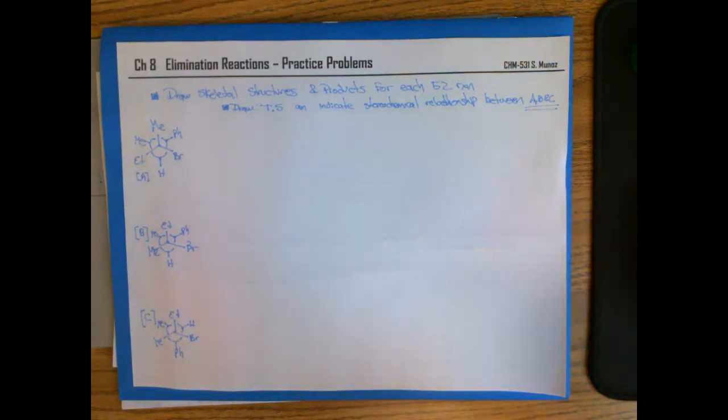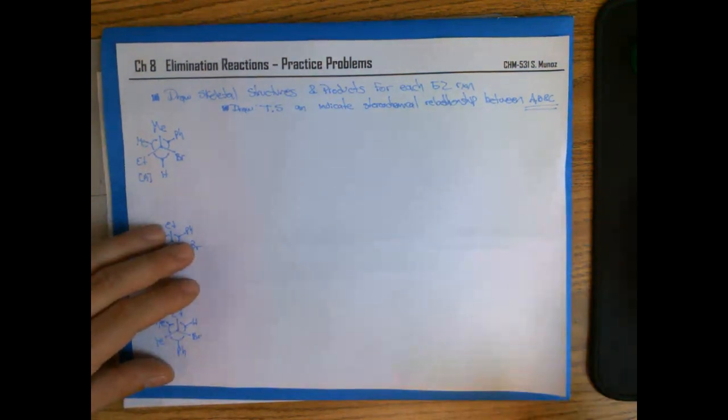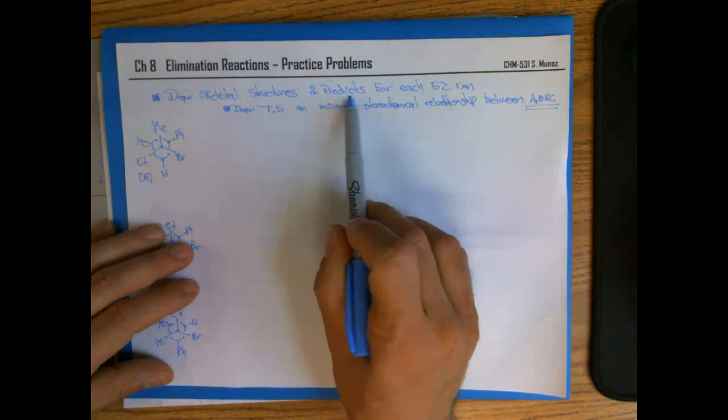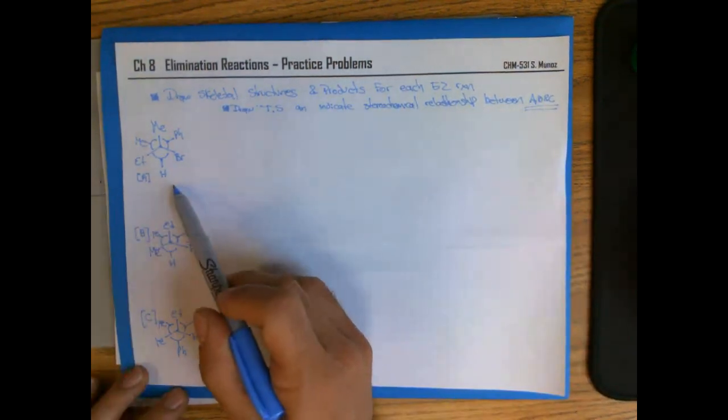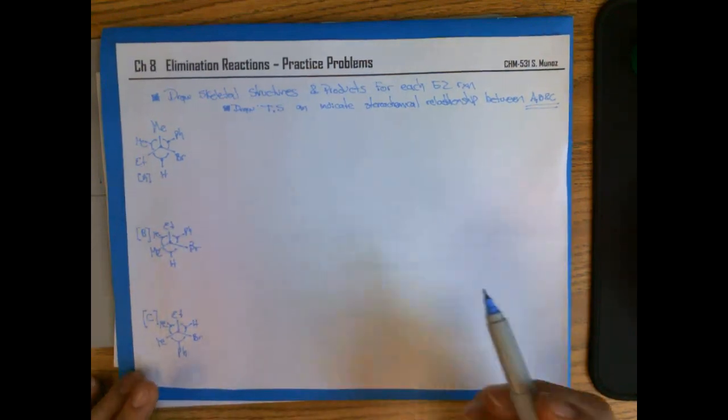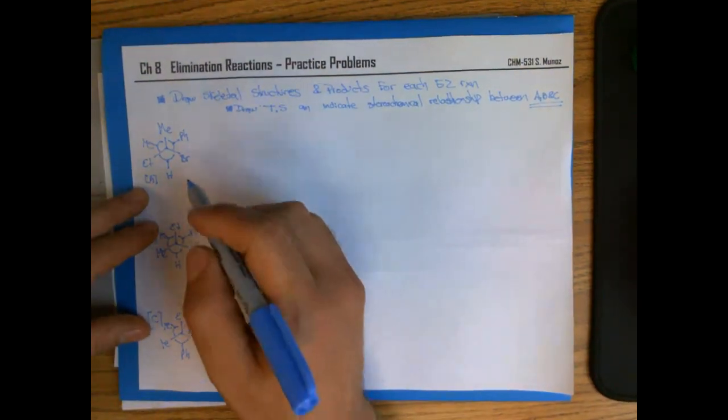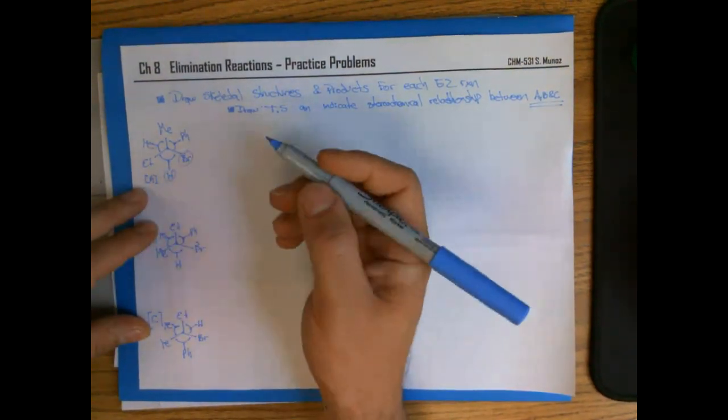So let's do one more. Now I'm giving you Newman projections, and I'm asking you to draw skeletal structures and the products for each E2 reaction. Draw the transition state and indicate the stereochemical relationship between A, B, and C. A, B, and C are these molecules that I'm drawing the Newman projection of. One way to do it is, first of all, we need to decide: are hydrogen and bromine anti-periplanar? No, they're not. So we have to rotate.